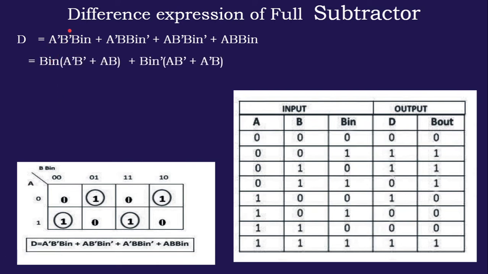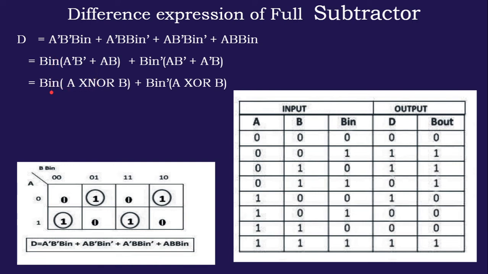First write the equation from each singlet, and then combine the equations taking the common terms outside. Taking this B in outside, we have two terms, A bar B bar plus AB, and taking B in bar outside, we have AB bar plus A bar B. Now how to simplify the expression? A bar B bar plus AB is the XNOR operation, and AB bar plus A bar B is the XOR operation.